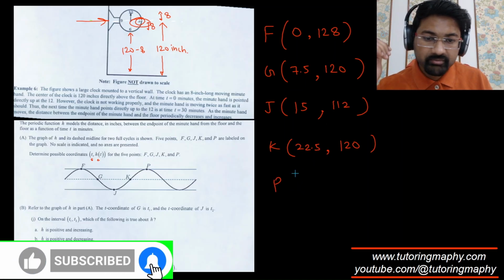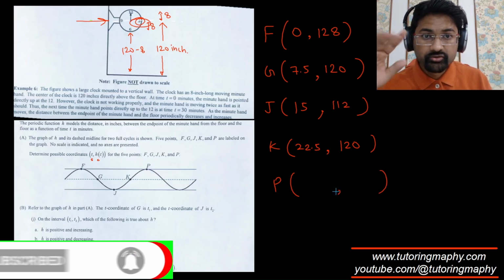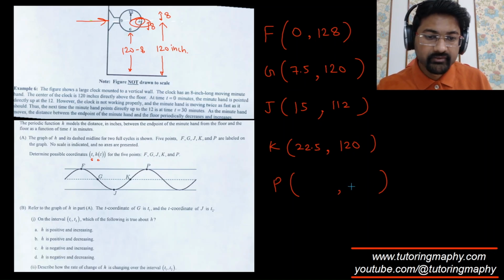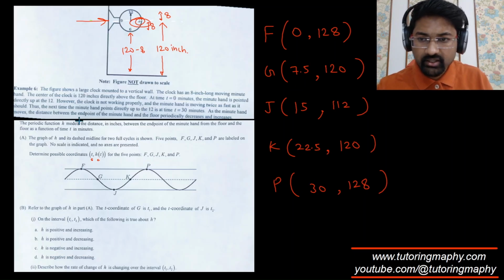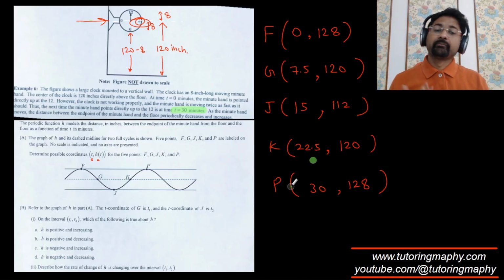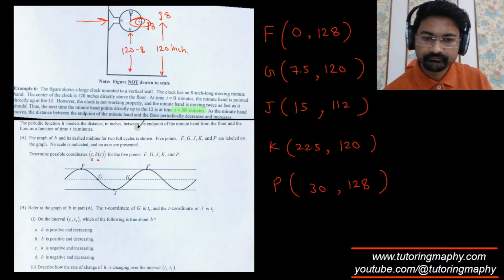And finally, P just comes back at the same point, which is 128, same as F. So 128, and the time is of course 30 minutes, which adds up because they also tell us that it's 30 minutes for one complete rotation, and 22.5 plus 7.5 is also 30. So yeah, our work is correct.